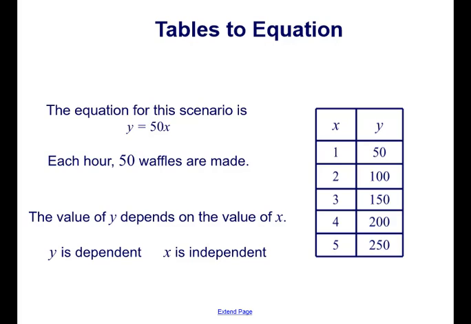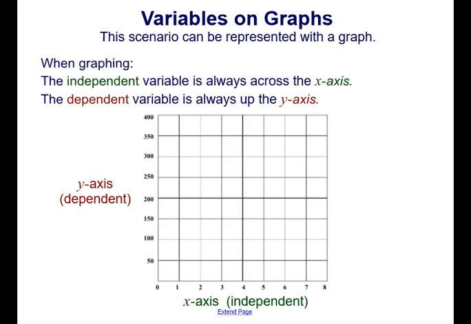The value of y depends on the value of x, so therefore y is our dependent and x is our independent variable. So if this scenario can be represented with a graph, first we need to put those variables on the graph. When graphing, the independent variable is always across the x-axis, and the dependent variable is always up the y-axis.